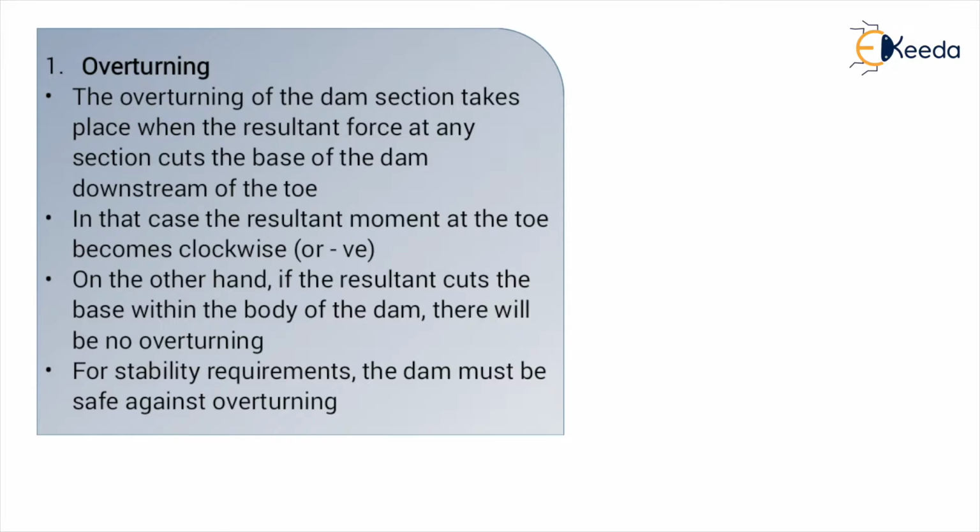See, overturning of a dam takes place when the resultant force at any section cuts the base of the dam downstream of the toe. In that case, the resultant moment at the toe becomes clockwise. On the other hand, if the resultant cuts the base within the body of the dam, there will be no overturning.